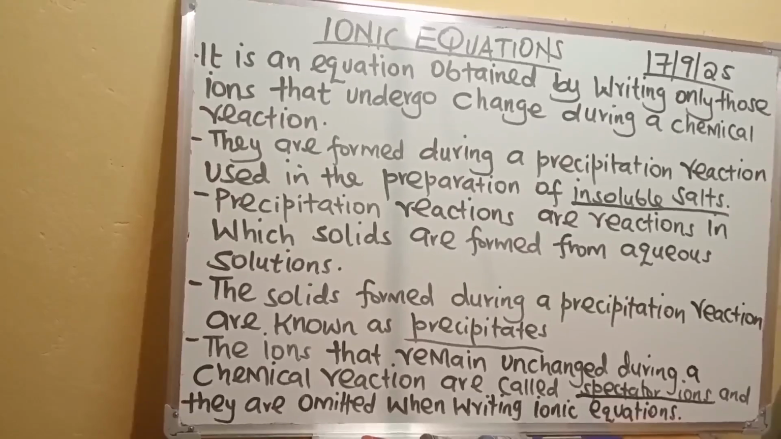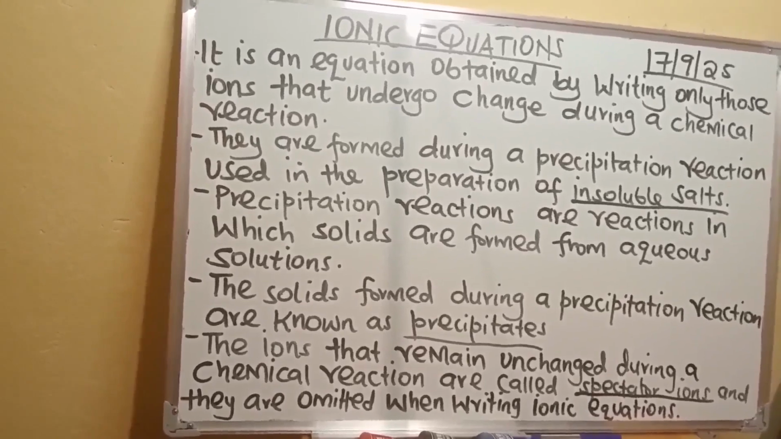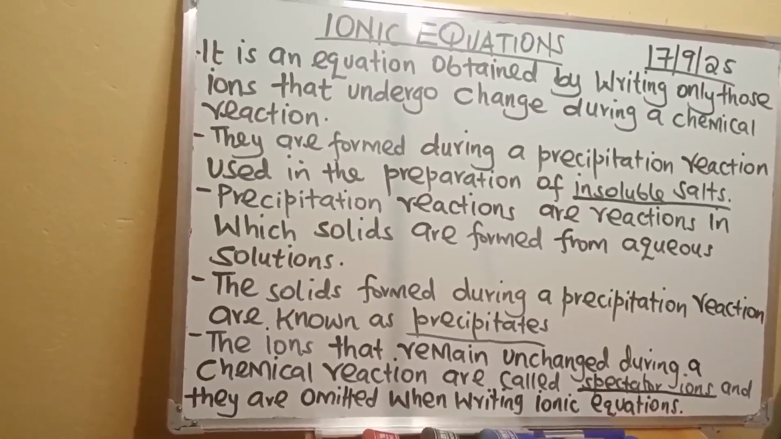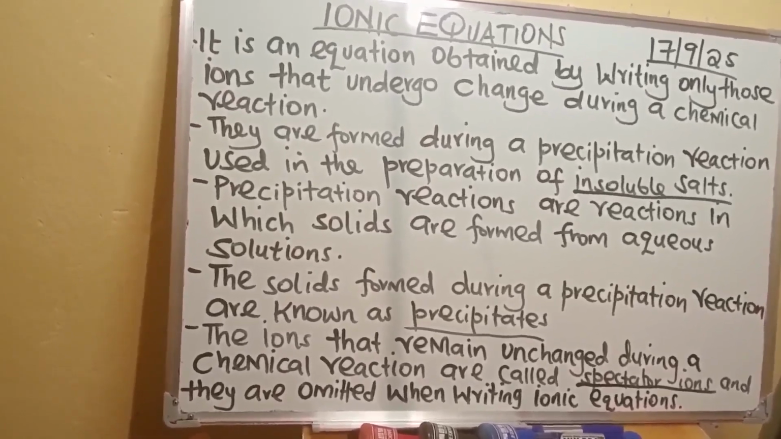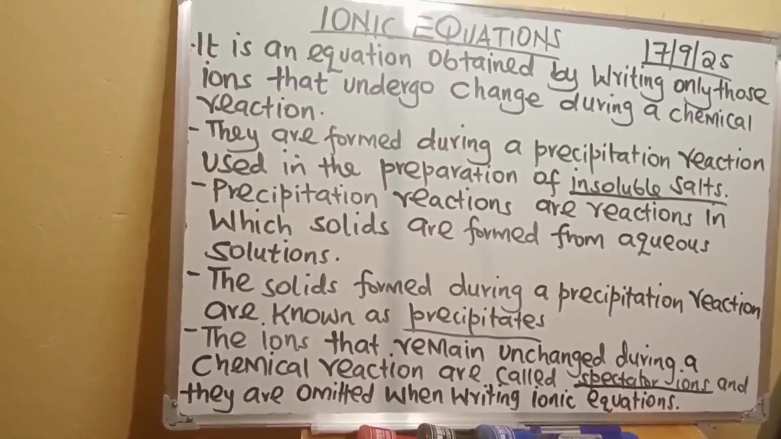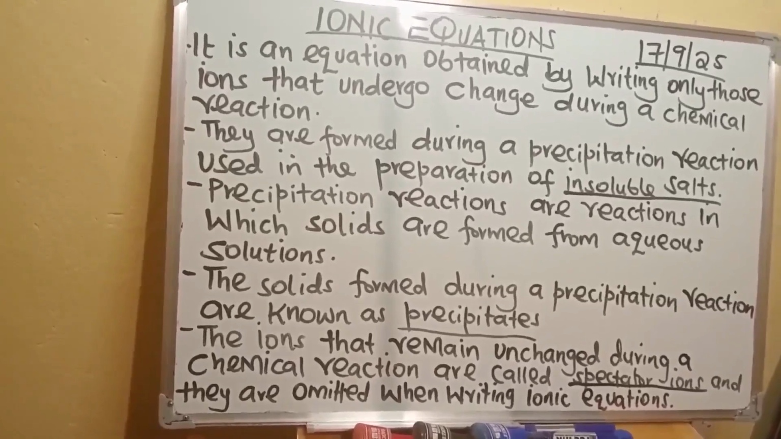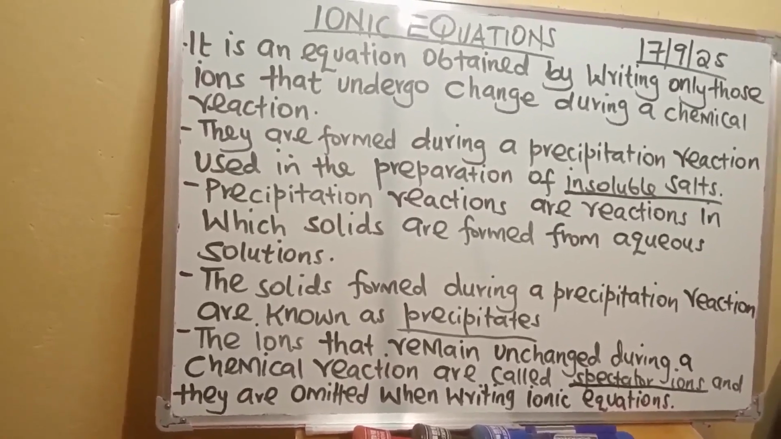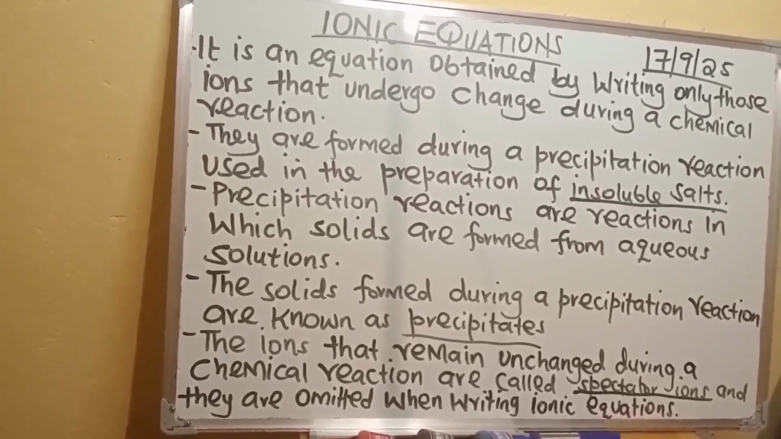Precipitation reactions are reactions in which solids are formed from aqueous solutions. The solids formed during a precipitation reaction are known as precipitates. The ions that remain unchanged during a chemical reaction are called spectator ions, and these ions are usually omitted when you're writing ionic equations. So take note of these major points, so that it will be an easy time for you when you're writing the ionic equations.